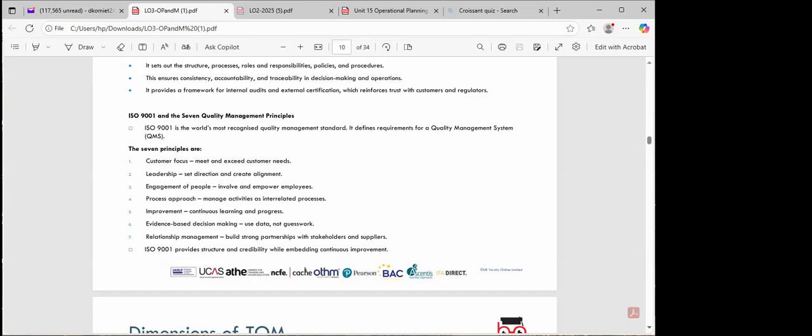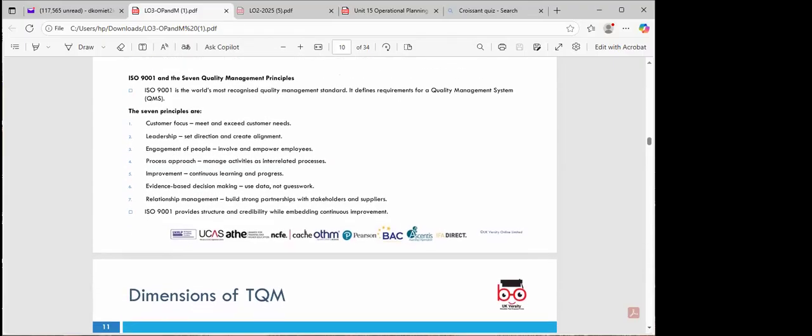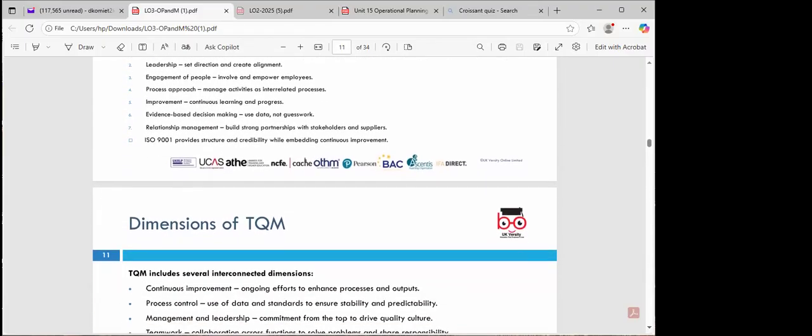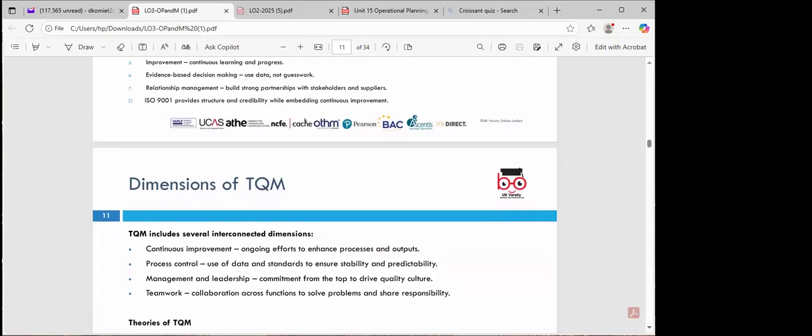Leadership oriented. Then engagement of people, process approach, improvement, evidence-based decision making: use data, not guesswork. Relationship management: build stronger partnerships with stakeholders and suppliers. Leadership: set direction and create alignment. Customer: meet and exceed customers' needs. This is what we call ISO 9001, which you have to take notice of.